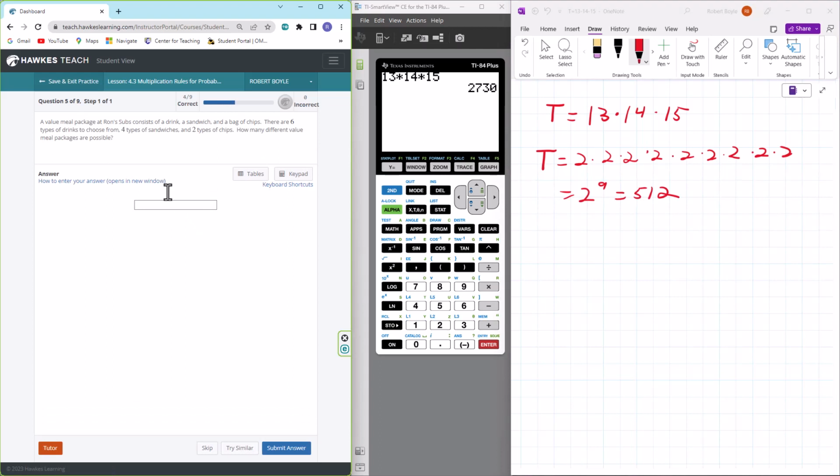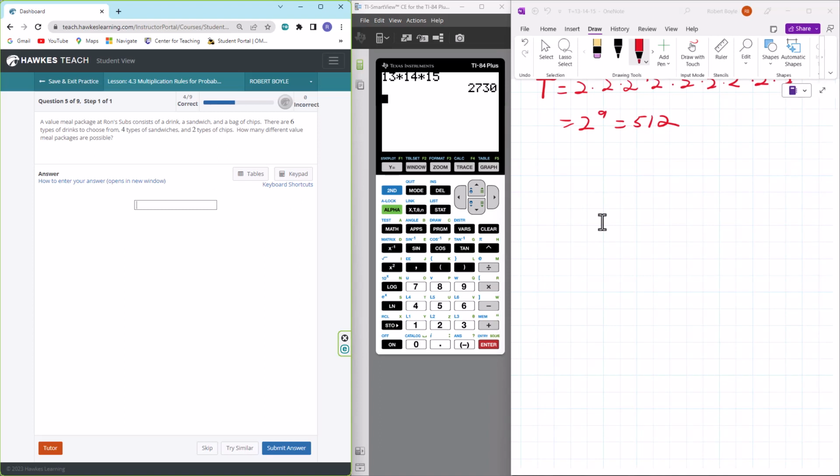Okay. Next, we have another fundamental counting principle problem. And once again, we're looking for the size of the sample space. So here we have a value meal package at Ron Subs. I guess you can figure out where I got the example from. It consists of a drink, a sandwich, and a bag of chips. There are 6 different types of drinks at stage 1, times 4 different types of sandwiches, that's stage 2, times 2 different types of chips, that's stage 3. As a matter of fact, this one's identical to the example. How many different combinations are there? Well, 6 times 4, which is 24, times 2, which is 48.